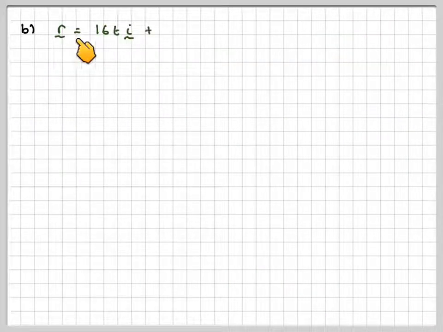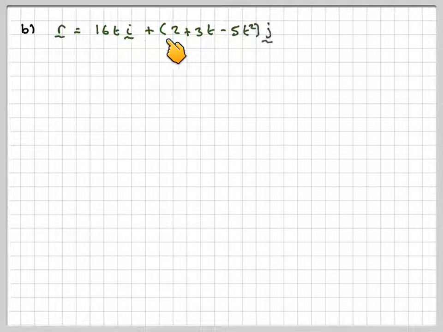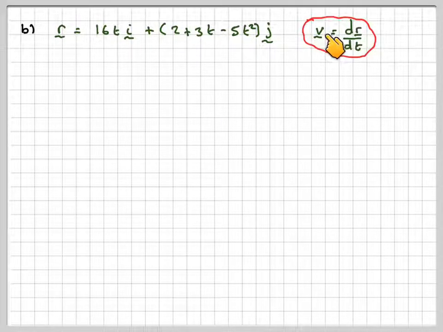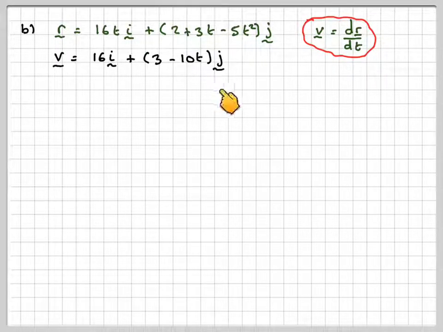Right, if r is equal to 16t i plus 2 plus 3t minus 5t squared j, then if we want the velocity vector, we have to differentiate each component of this. So v is going to be 16i if we differentiate that, and if we differentiate this, we're going to get 3 minus 2 times 5, which is 10t. So 3 minus 10t j.